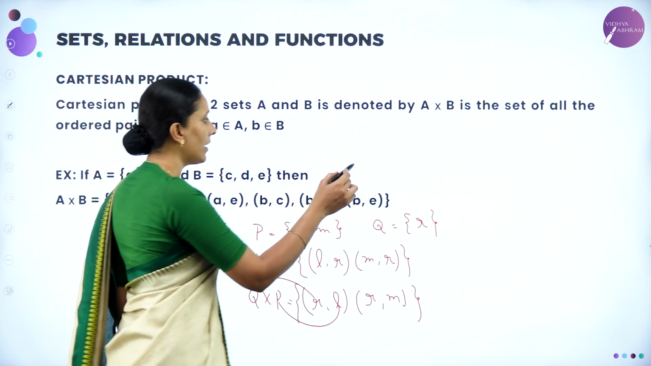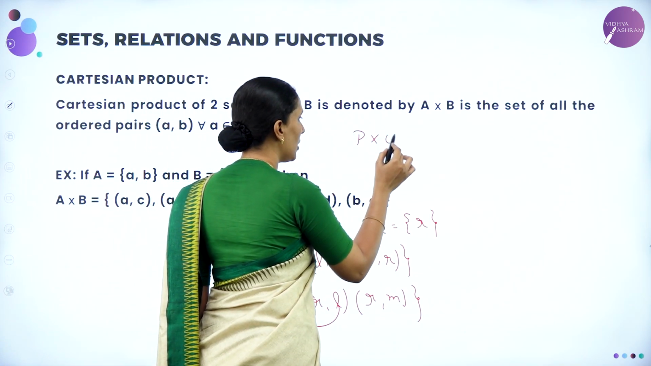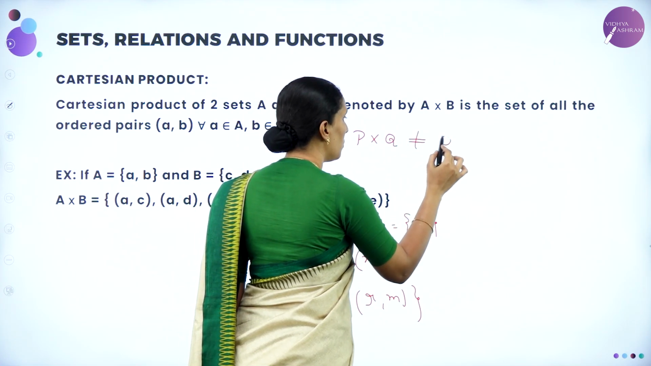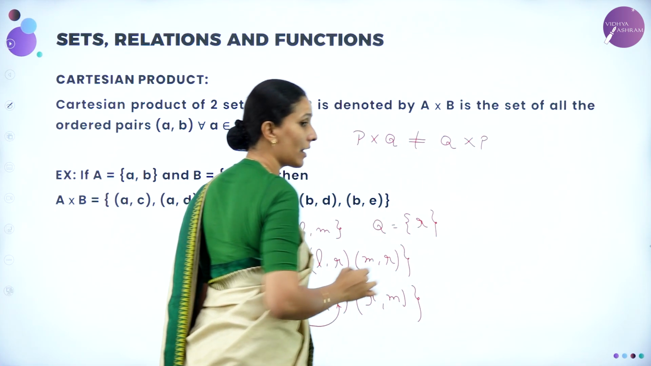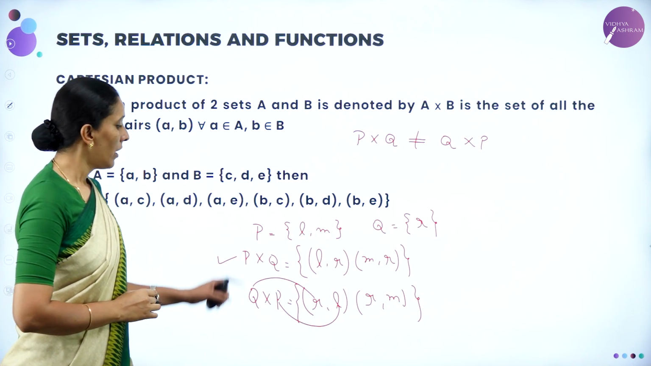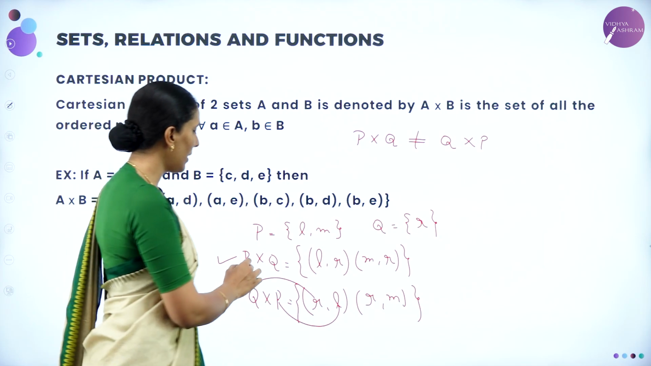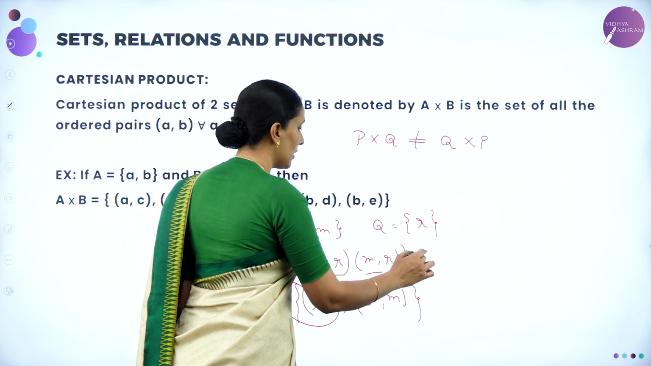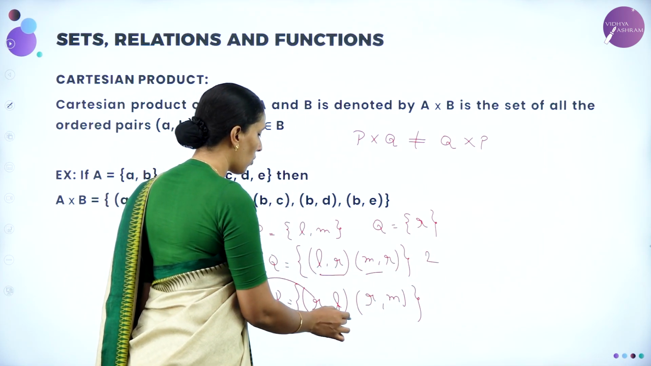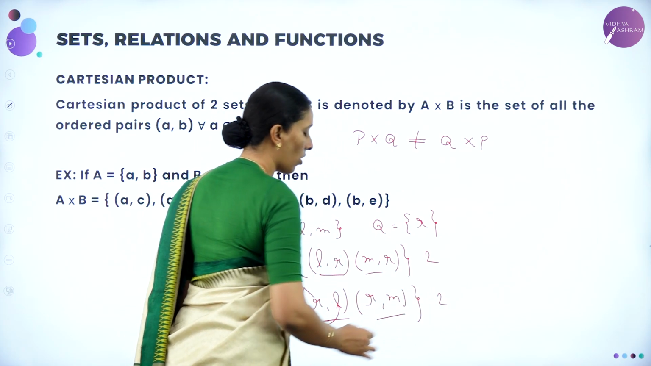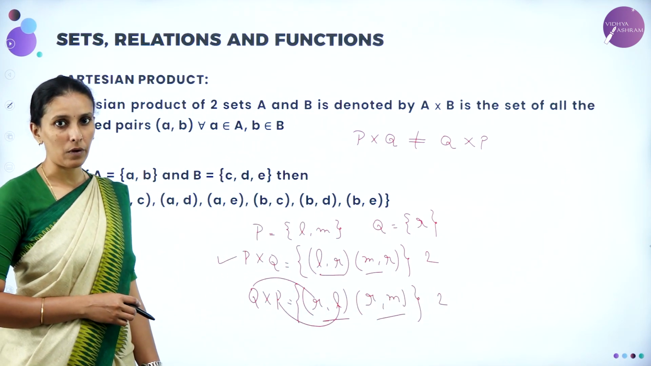So we can say that the Cartesian product P cross Q cannot be equal to Q cross P. That means they are not commutative. Their number of elements are the same. For example, in P cross Q you can see there are two ordered pairs, and in Q cross P also there are two ordered pairs, but they are not equal.